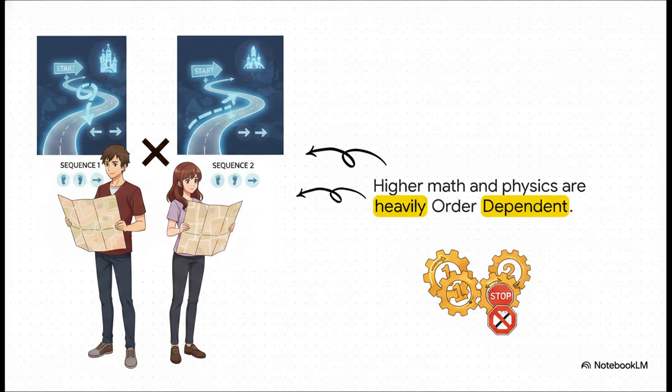Think about a direction-based scenario, like navigation. If your instructions are walk forward 10 paces, then turn right, you end up in a very specific spot, right? But if you commute the order, turn right, then walk forward 10 paces, you are heading in a completely different direction to a completely different destination. The first direction you choose fundamentally alters your final outcome. The commutative law is absolutely useless there.